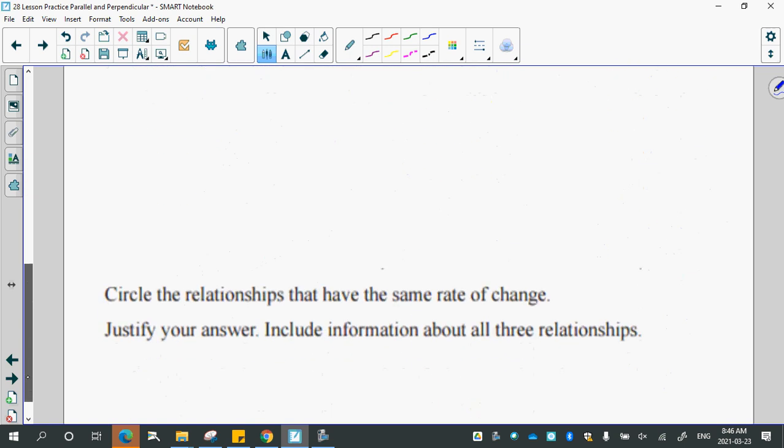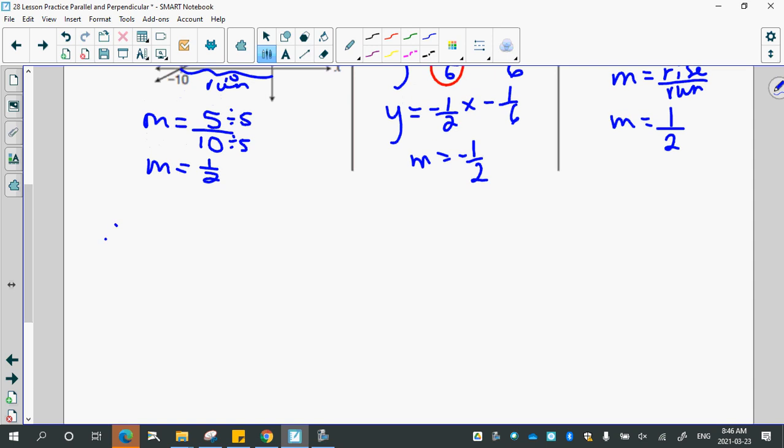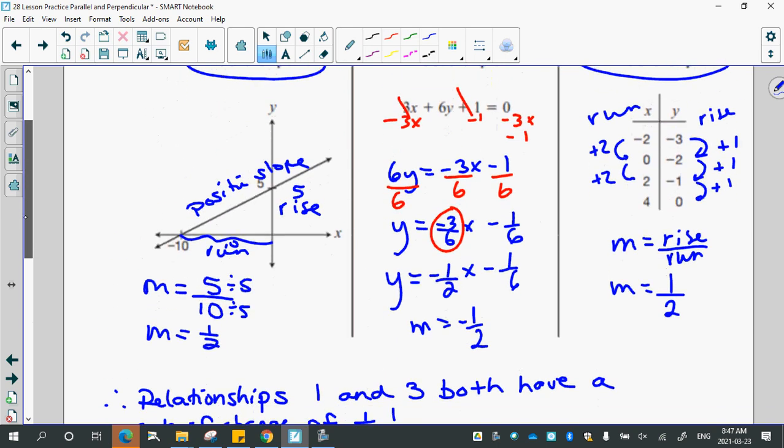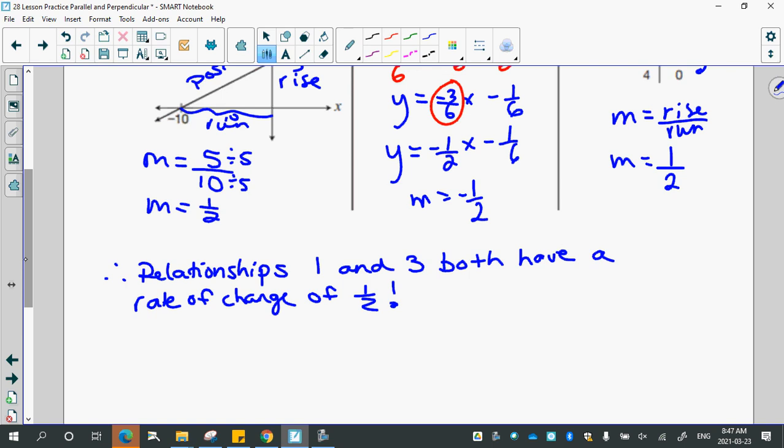Let's make sure you've answered it. Circle the relationships that have the same rate of change. Justify your answer. So, therefore, relationships 1 and 3 both have a rate of change of 1/2. Okay, and we've showed all our justification because we've shown the math for each relationship. Okay? All right, we're going to do a mind run that's going to start us off for our topic today, which is parallel and perpendicular slopes.